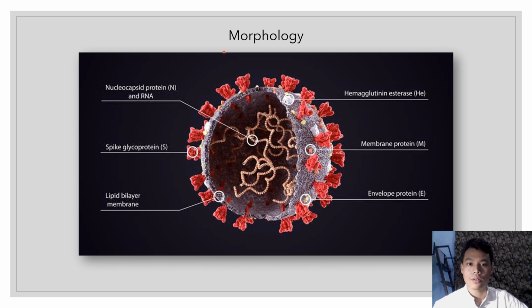Next. So now we jump to the morphology. This is the picture of SARS-CoV-2, which has a round shape, with a spike-like or crown-like protein called spike glycoprotein on the surface of the virus, and the gray thing here is called the envelope, which acts like a bottle that protects the thing inside, called the nucleocapsid protein, and RNA as the virus nucleic acid.